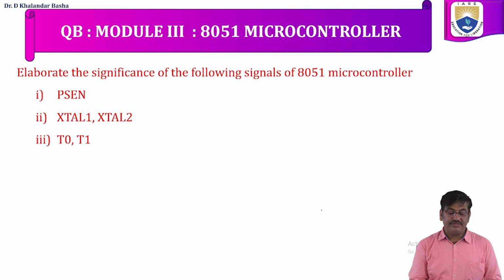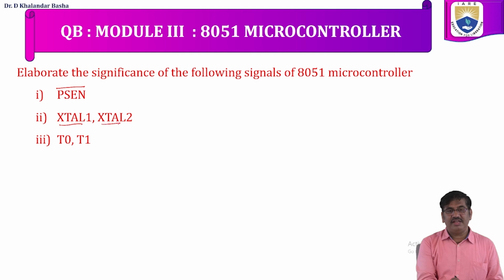Next, elaborate the significance of the following signals of 8051 microcontroller. The first one is PSEN bar. Whenever we want to load the code into the code memory, this pin we have to connect to ground. Once the code is loaded into the RAM, this PSEN bar usually will be connected to VCC, so that write operation will not be performed for RAM.